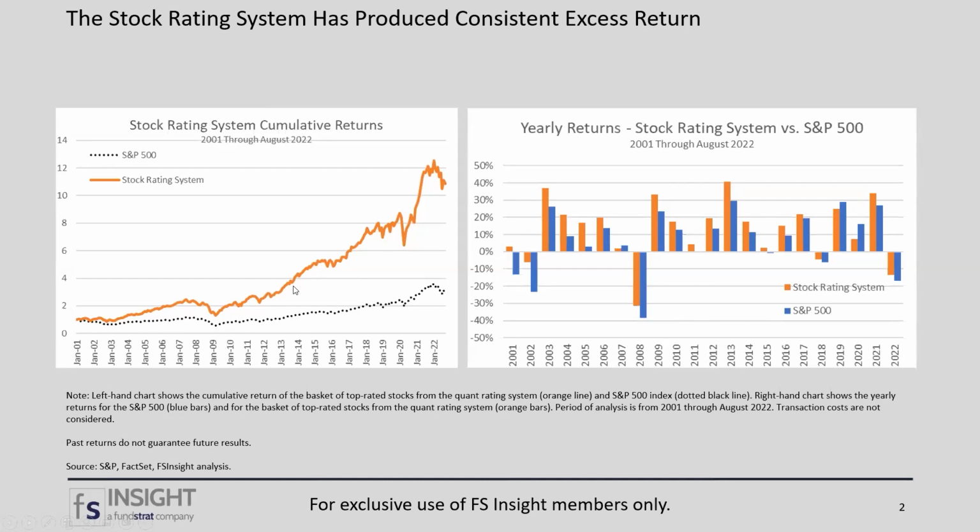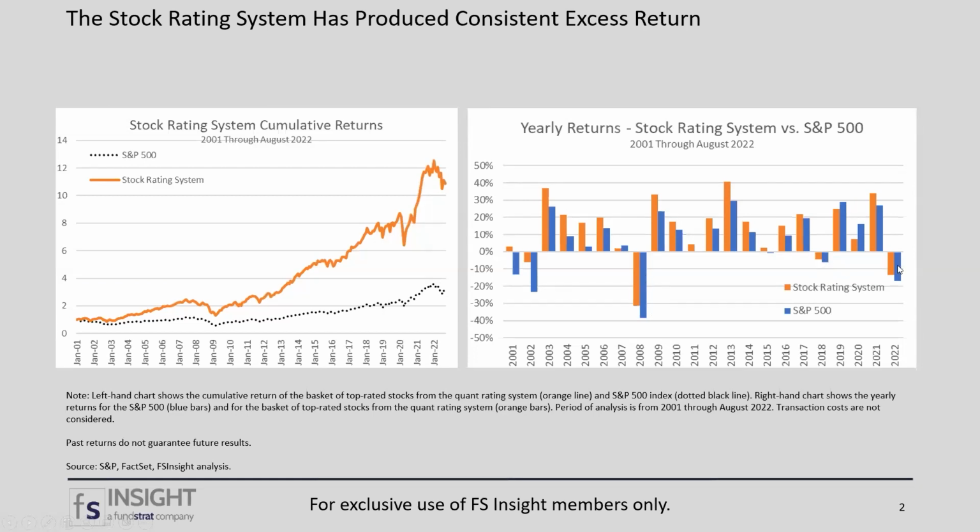Obviously, the performance is impressive, but to give a more granular look, let's move to the chart on the right, where we show the yearly performance of the stock rating system, which is shown as the orange bars, compared to the S&P 500, which is the blue bars. Note the consistency here. The system's basket of favored stocks has outperformed the index most years, and it's outperformed in both up years like 2013 and last year, and also in down years like 2008 and 2018.